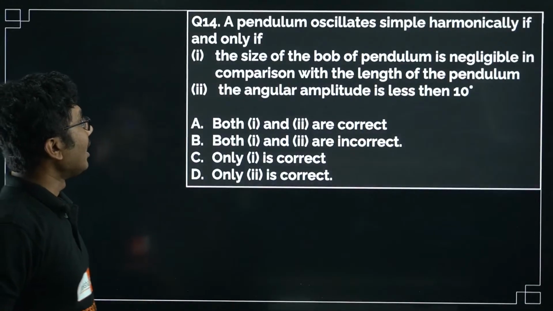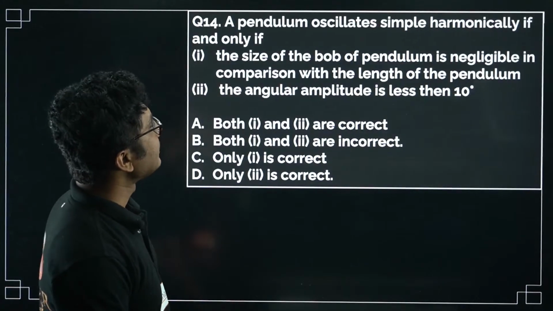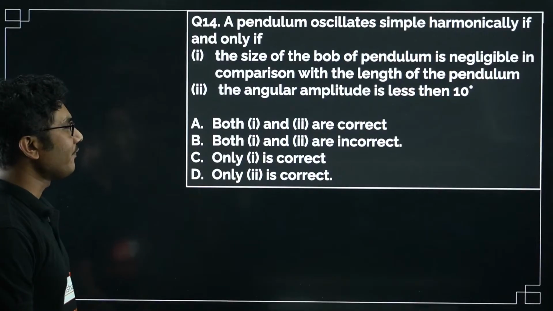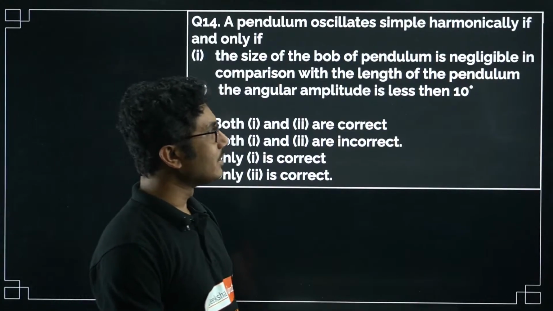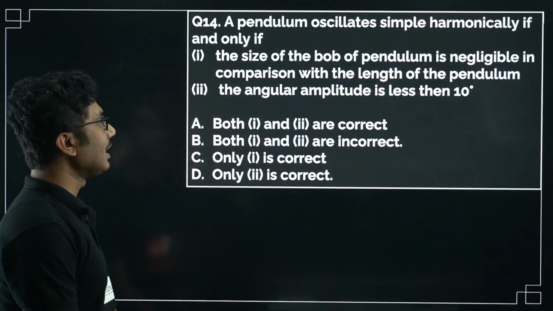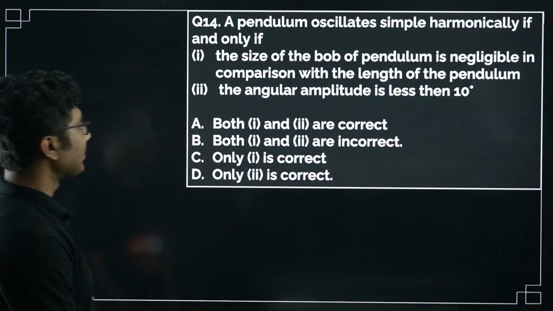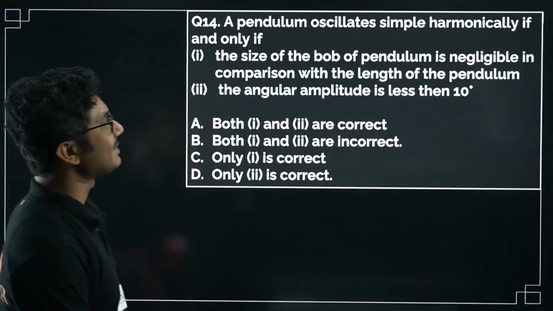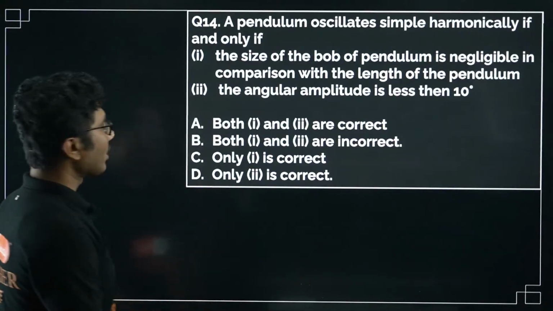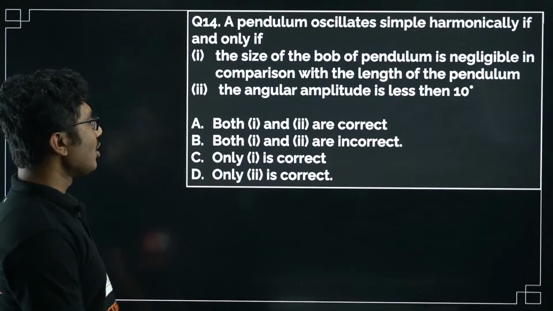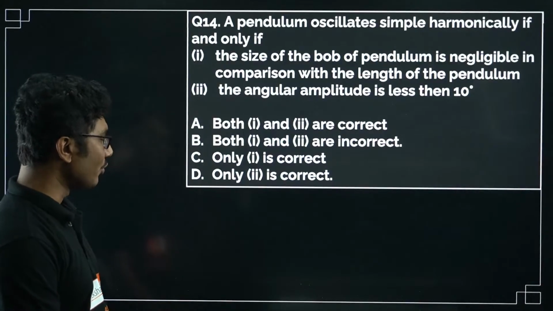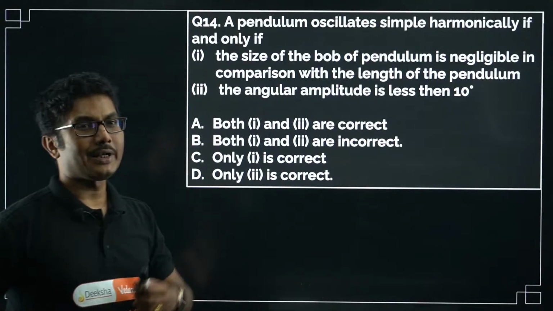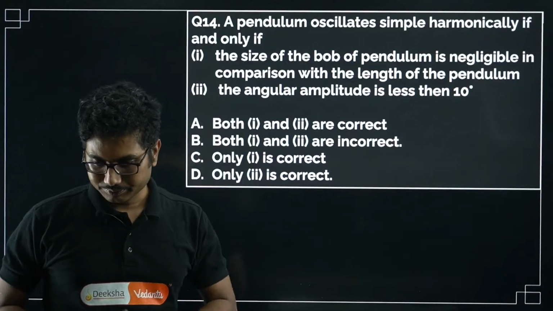Now, a pendulum oscillates simple harmonically if and only if: 1, the size of the bob of the pendulum is negligible in comparison with the length of the pendulum; 2, the angular amplitude is less than 10 degrees. Both 1 and 2 are correct, both 1 and 2 are incorrect, only 1 is correct, only 2 is correct. Now if you have done this experiment, you can answer this question.